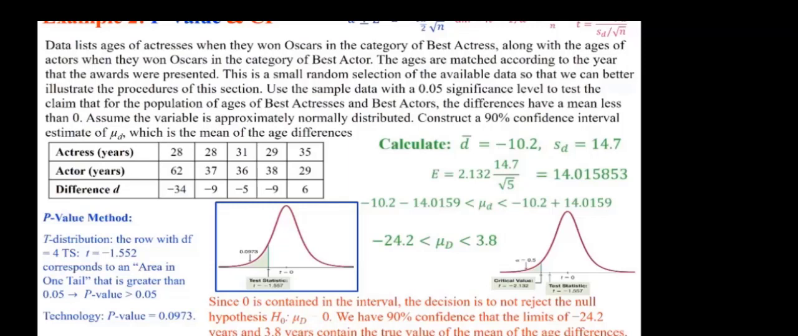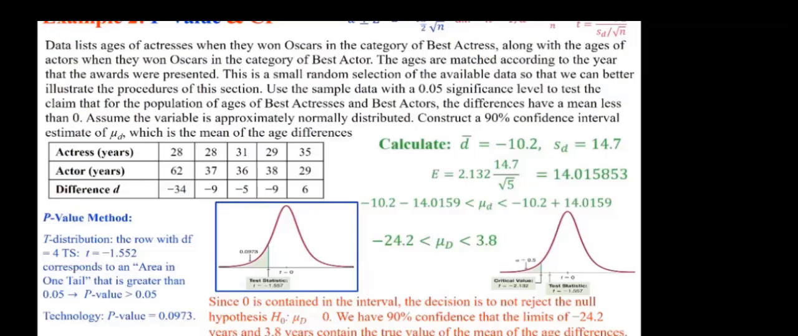By the way, one thing you may notice: negative 24.2 in an absolute value sense is a lot larger than 3.8 in an absolute value sense. It is tending towards negative, but nevertheless, even if on the right you have only 0.1, 0 is still there. So according to this data, you cannot reject H0.